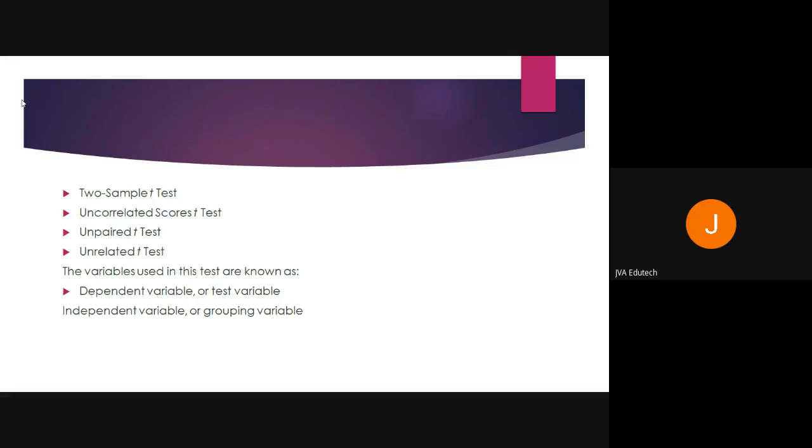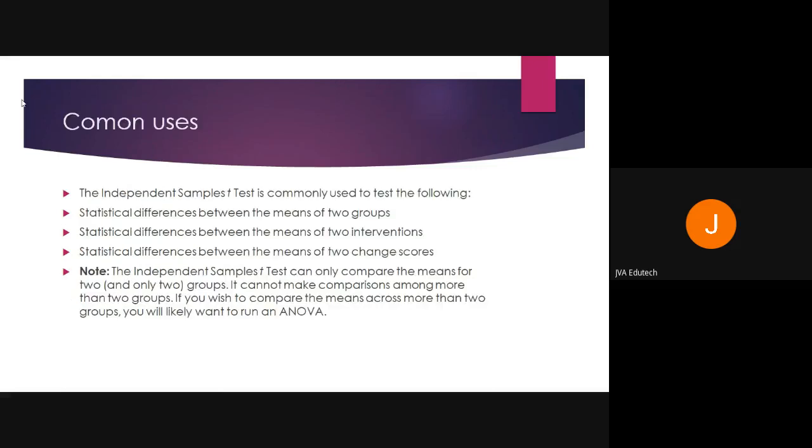So the variable used in this test is known as a dependent variable. You have one dependent variable, which is also known as the test variable. Then you have the independent variable, which, since it is divided into two groups, is also known as the grouping variable. So these are the common uses of the independent sample t-test. First one is to check the statistical difference between the means of two groups.